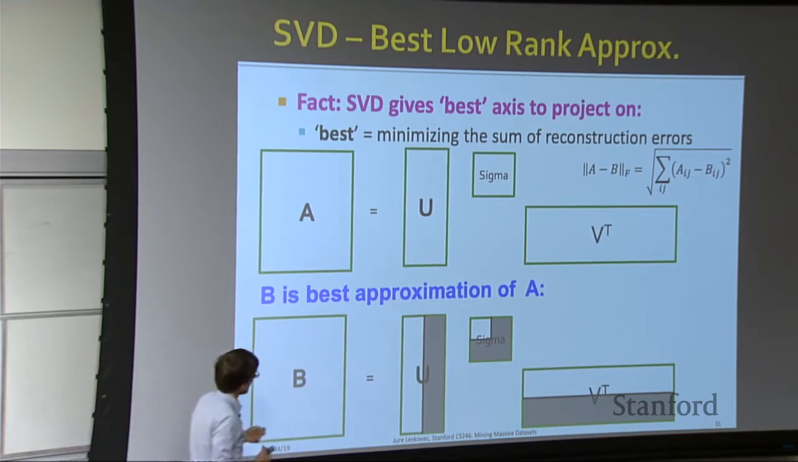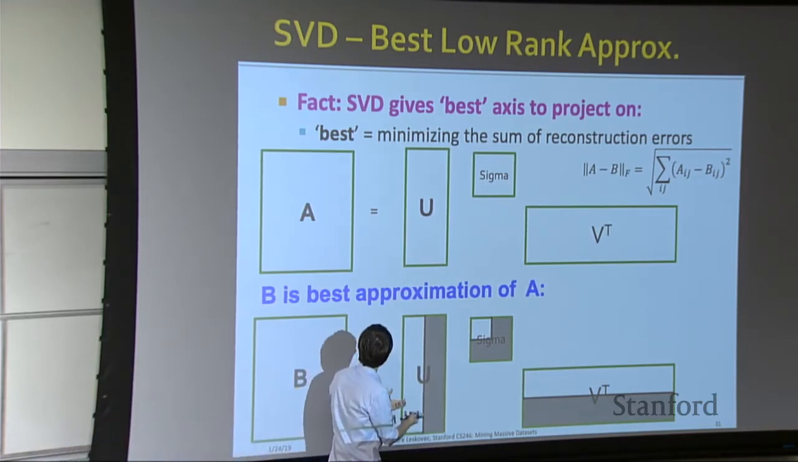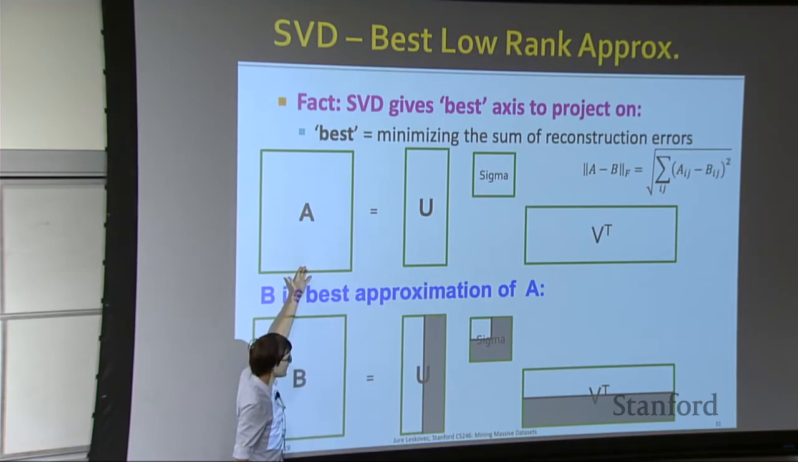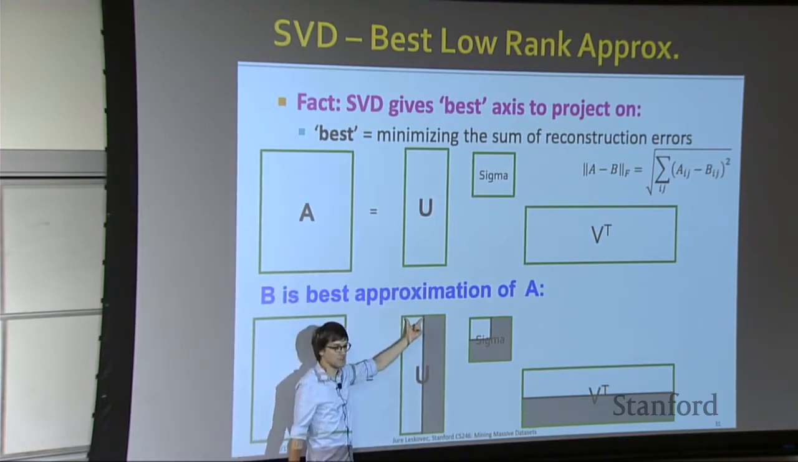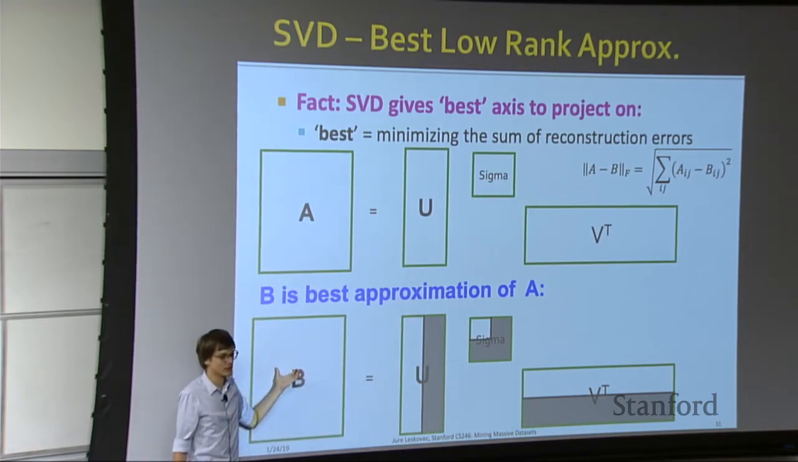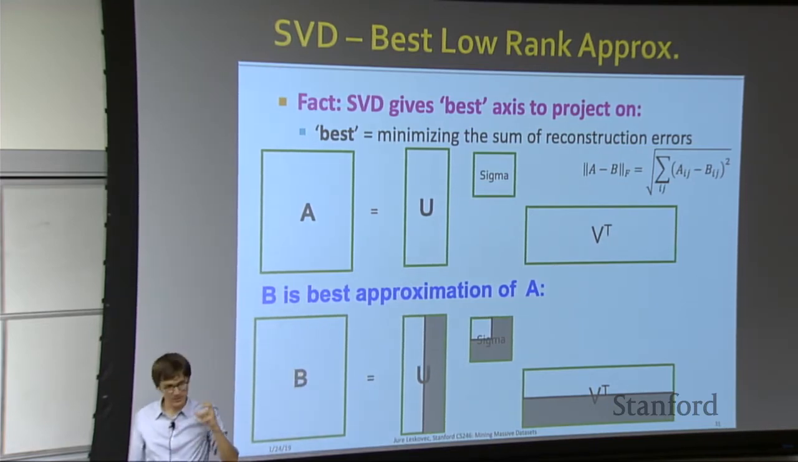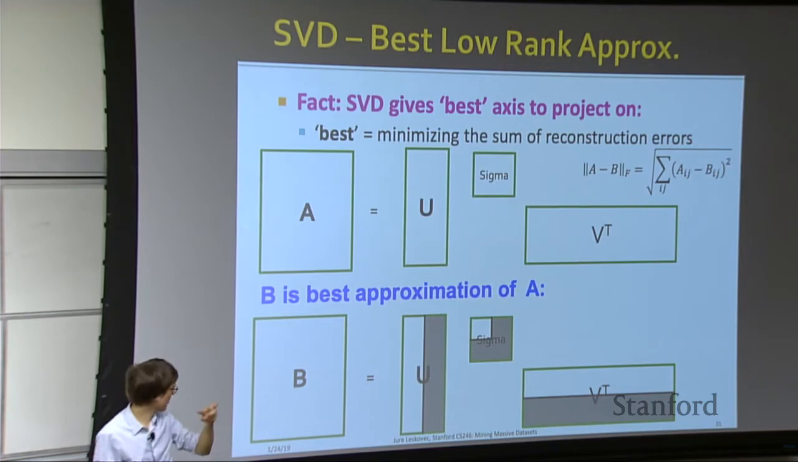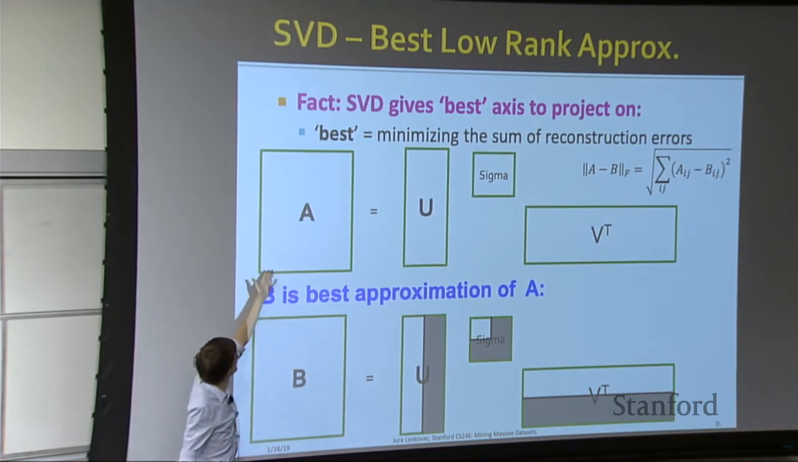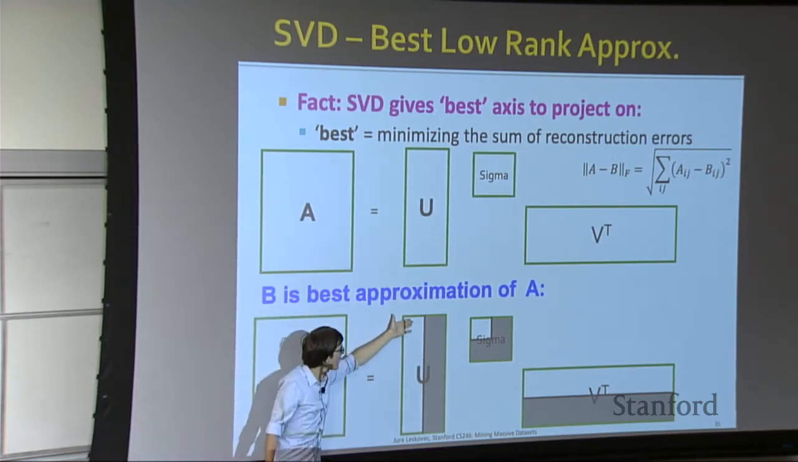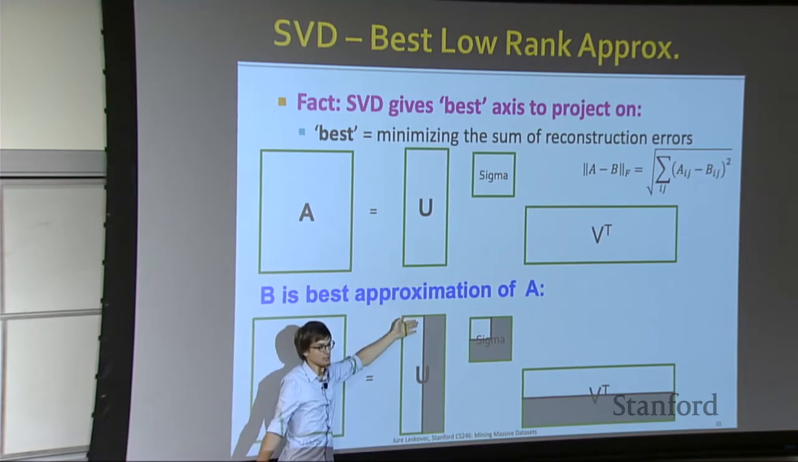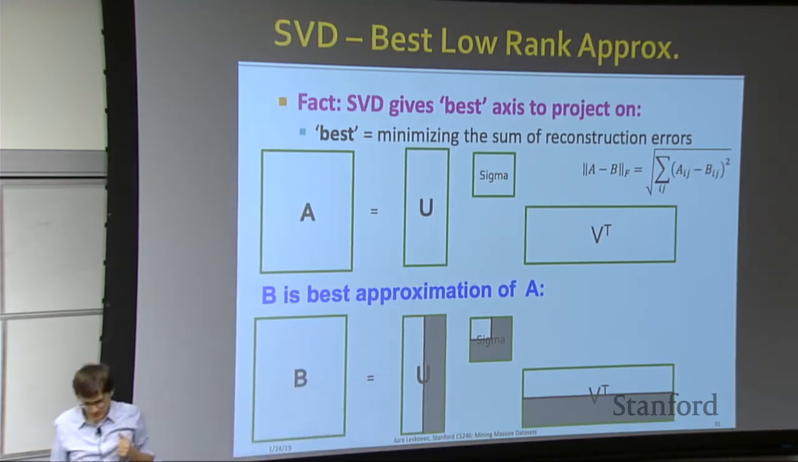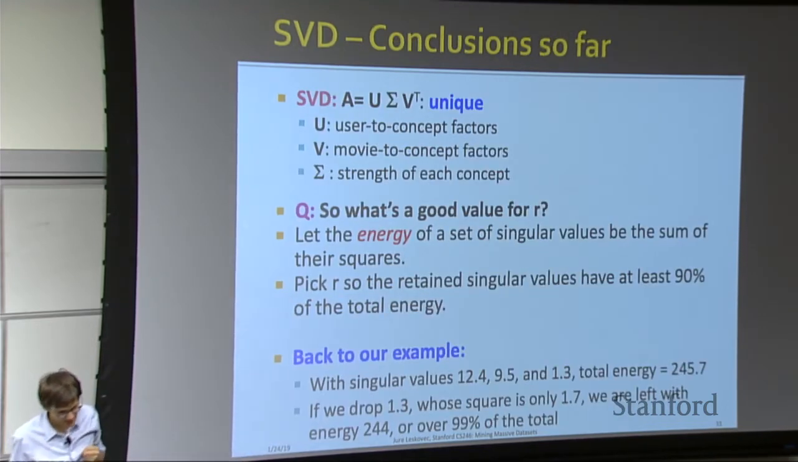It means that along all possible ways to represent my matrix A using, let's say, k dimensions, this is the best way to do it. So it's the minimum Frobenius norm approximation of the original matrix with a rank k matrix. Okay? So SVD in some sense is optimal, right?